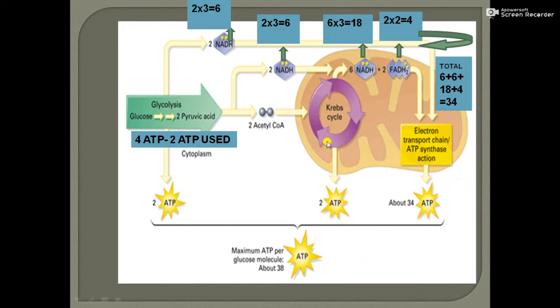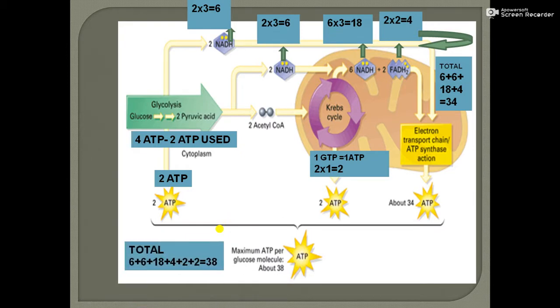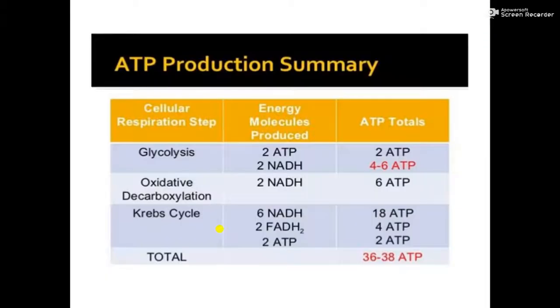And in the Krebs cycle, 2 GTP are also produced, and we know 1 GTP equals 1 ATP. So from here we can have 2 more ATPs. So 34 ATPs and 2 ATPs, 36. And in the first step of glycolysis, we had 2 ATP left after 2 ATP used. So 36 plus 2 equals a total of 38 ATP produced per glucose molecule. So this is the ATP production summary.